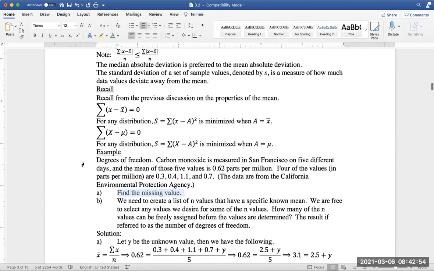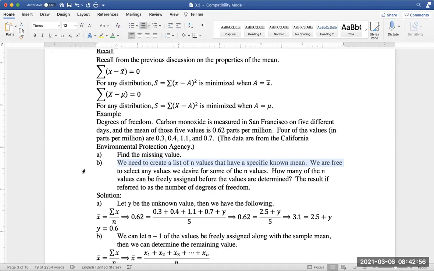B, we need to create a list of n values that have a specific known value. We are free to select any values we desire for some of the n values. How many of the n values can be freely assigned before the values are determined? The result is referred to as the number of degrees of freedom. So let's find the missing value.